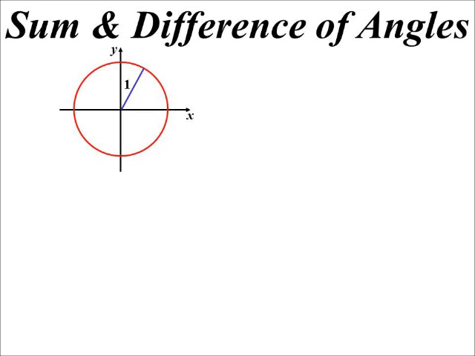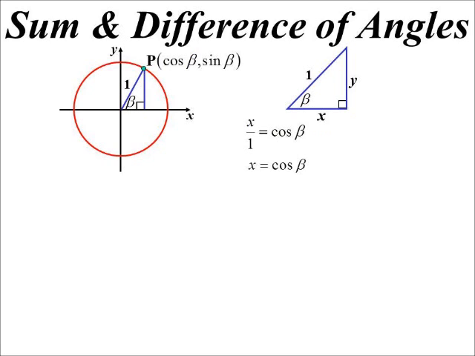Here's our unit circle, radius 1 of course, and I'm going to call that point P, and there's a right angled triangle. I'm going to call that angle beta. I'll give that an x coordinate and a y coordinate, and then I can use simple trig to say x is the cosine of beta, and the y coordinate is the sine of beta.